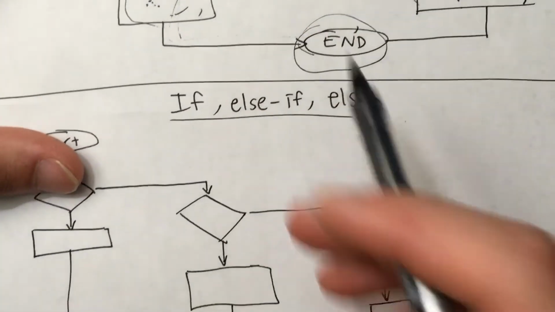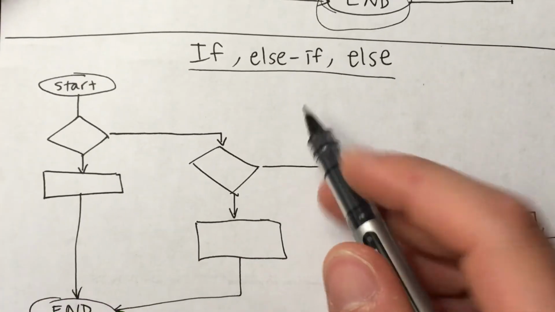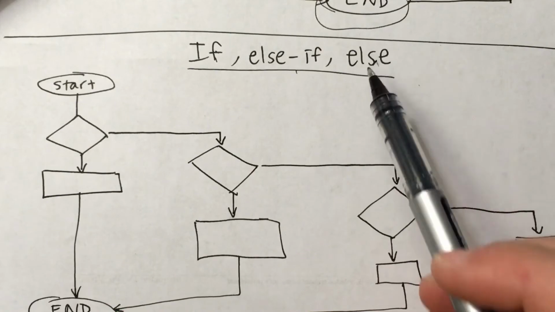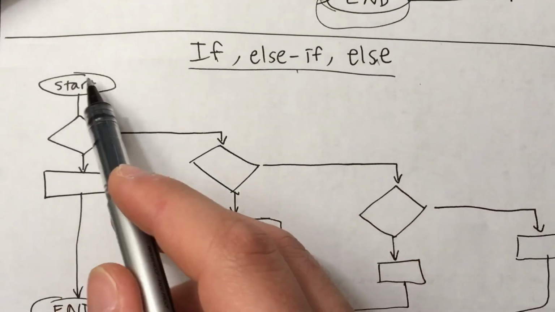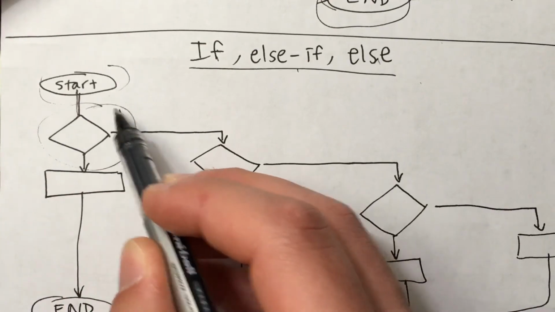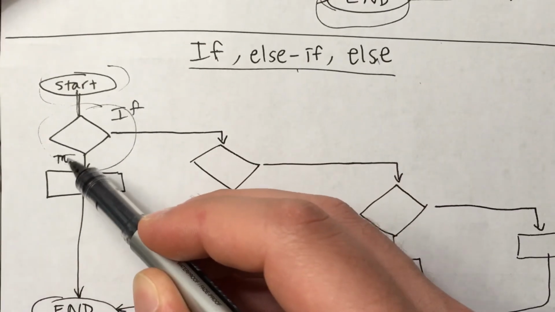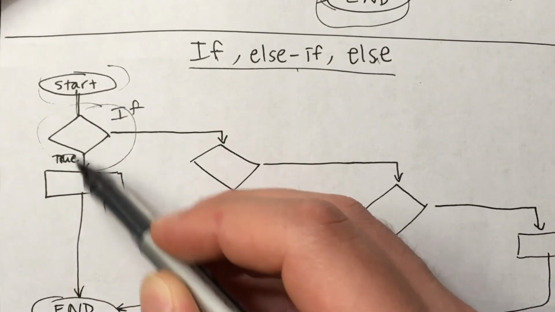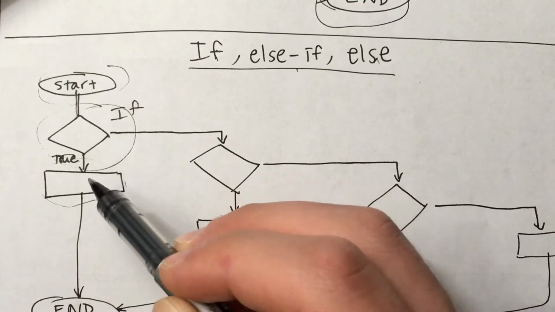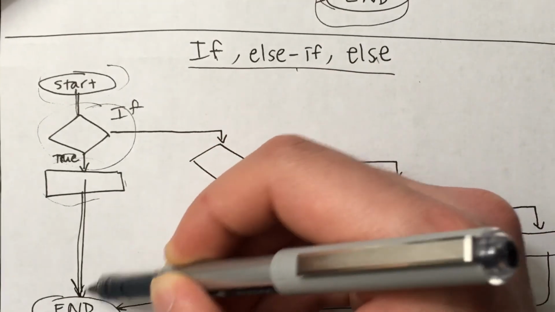Let's take a look at another flowchart, a little bit more involved, that has the if statement, the else if, and the else statement. So we have our starting point. We reach the first expression, and this could be our if statement. If it's true, it'll go down here and do whatever we want the program to do. So this would be some statement. After that, it does the job, and then it ends.